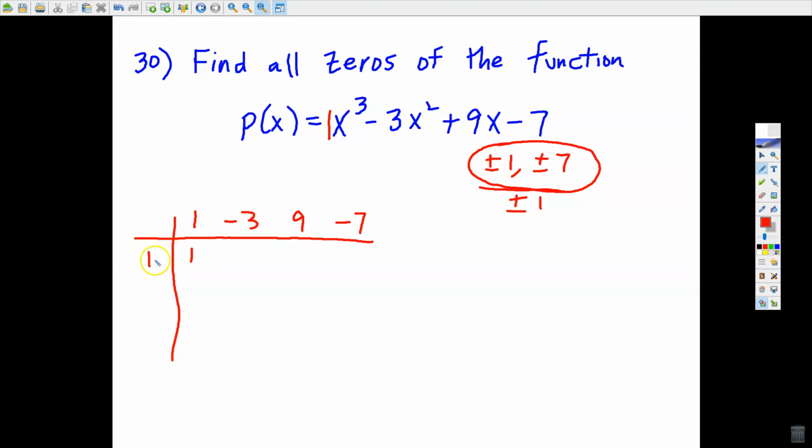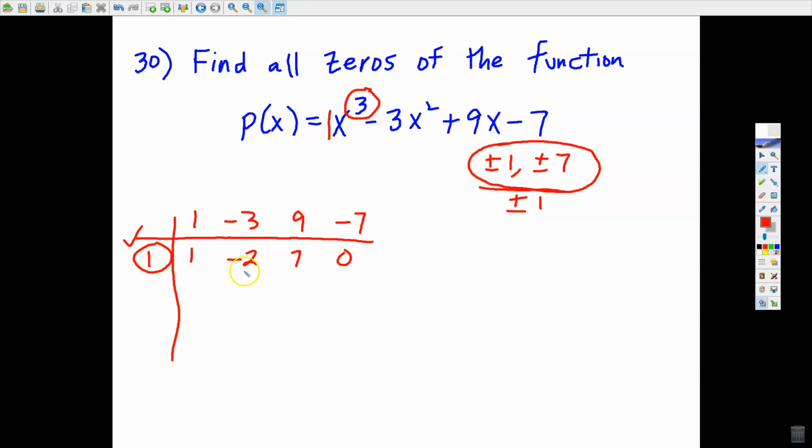So 1 times 1 is 1. 1 plus negative 3 is negative 2. Now multiply negative 2 times 1, that's negative 2. Plus 9 is 7. And then 7 times 1 is 7. Plus negative 7 is 0. So the number that gives us a 0 remainder out of this list, and this is the remainder column, is a 0. So I'm looking for a total of 3 zeros. That's just another word for roots or solutions. And of the 3, I know one of them is the number 1.